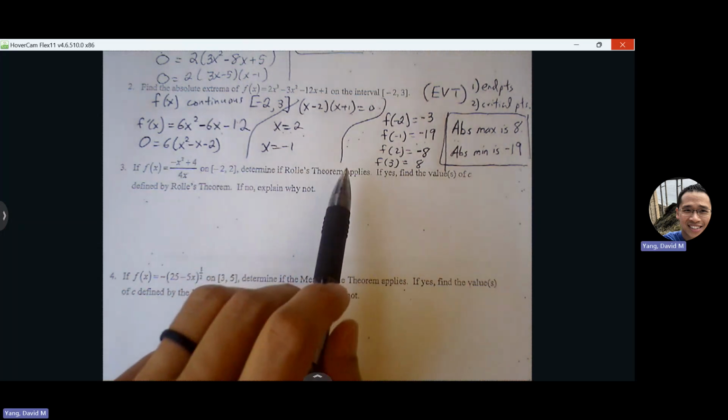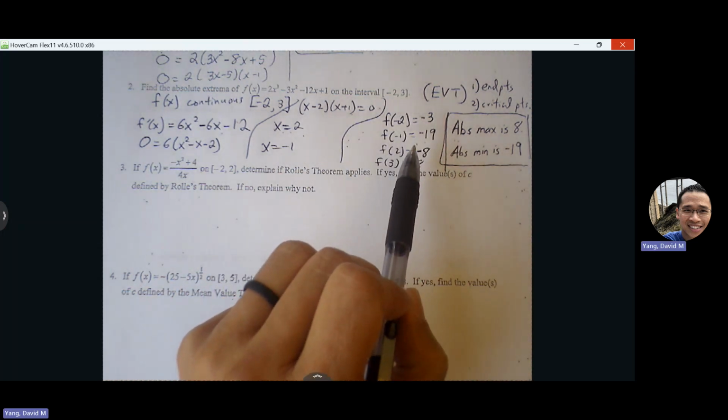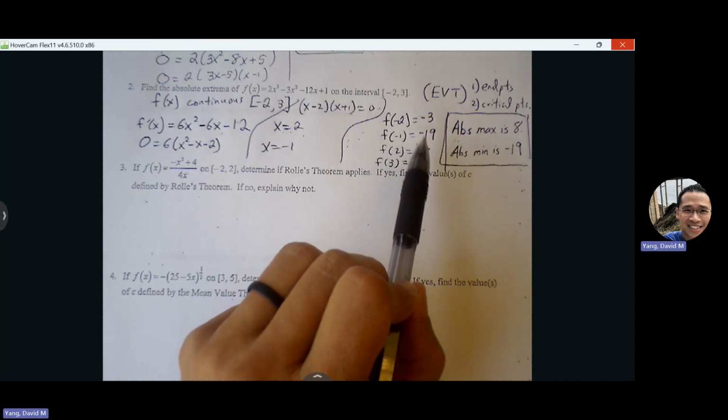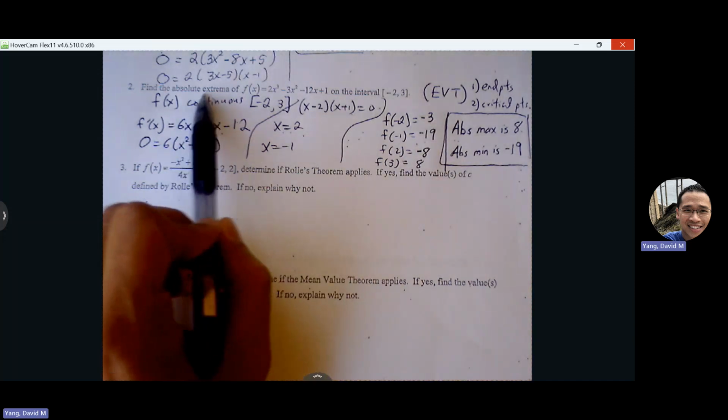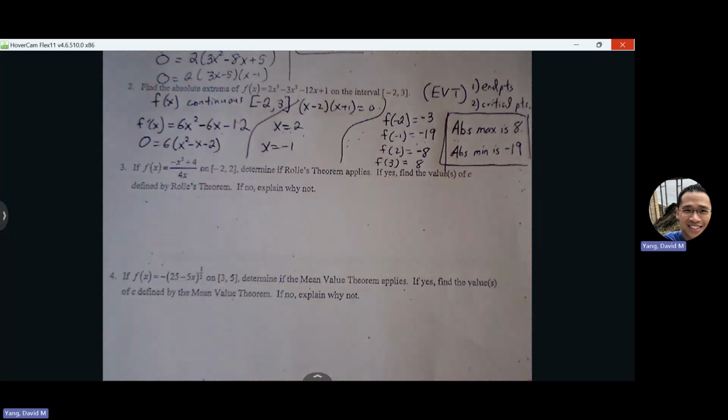That would be incorrect because it might be a relative max or relative min, but that's not what we're asking for. We're asking for the absolute max and absolute min. So EVT is for the highest and lowest points over the entire interval. It could be an endpoint, it could be at a relative max, but we don't care where it's coming from. We're just looking for the highest y value.